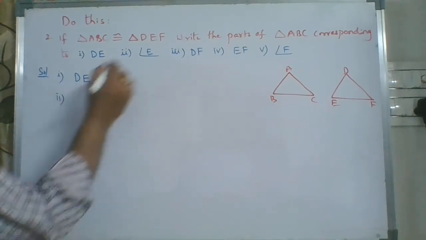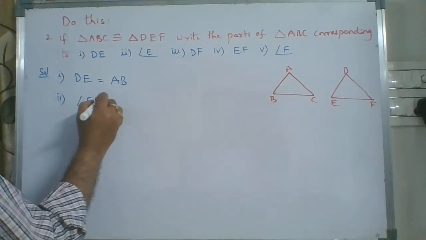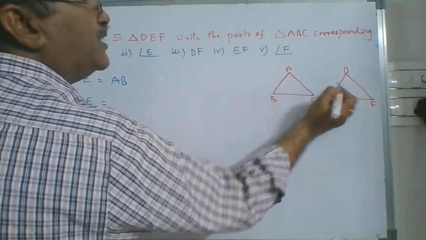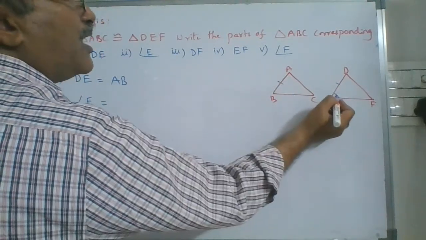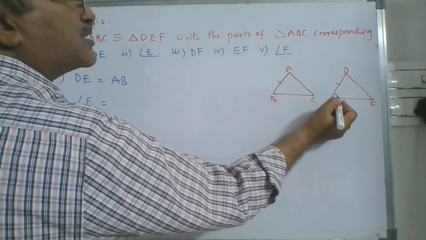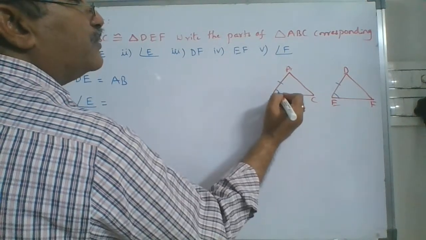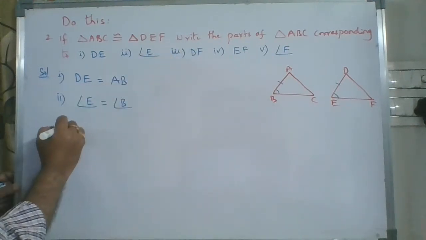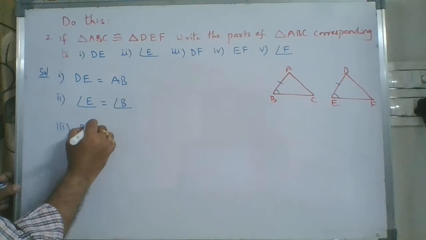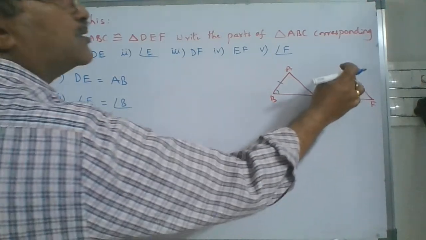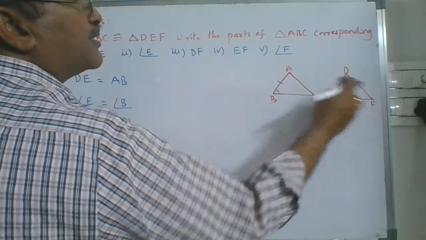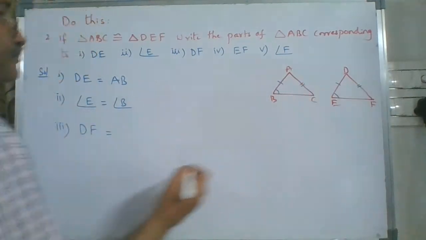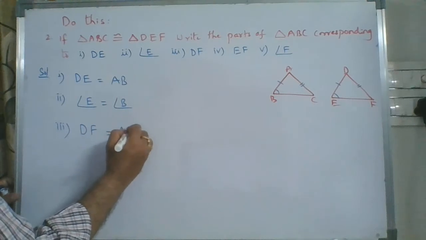And the corresponding part of angle E is this angle, isn't it? So DE and AB are equal. The corresponding angle of E is angle B. So these two are equal, angle B. The third question is DF. DF is equal to what? This side is the corresponding side to AC. So these two must be equal. So DF is equal to AC.